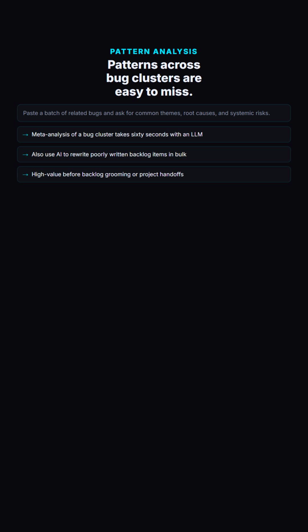The second application is improving the quality of existing bug reports in your backlog. If you have a backlog of poorly written bugs with missing reproduction steps, vague descriptions, or no expected behavior documented, you can use a language model to rewrite them into a more useful format. Paste in the existing bug report, provide whatever additional context you have, and ask the model to produce a cleaner version. Then review and fill in the gaps the model could not fill. This is especially useful when preparing a backlog for grooming or handing off a project to a new team.